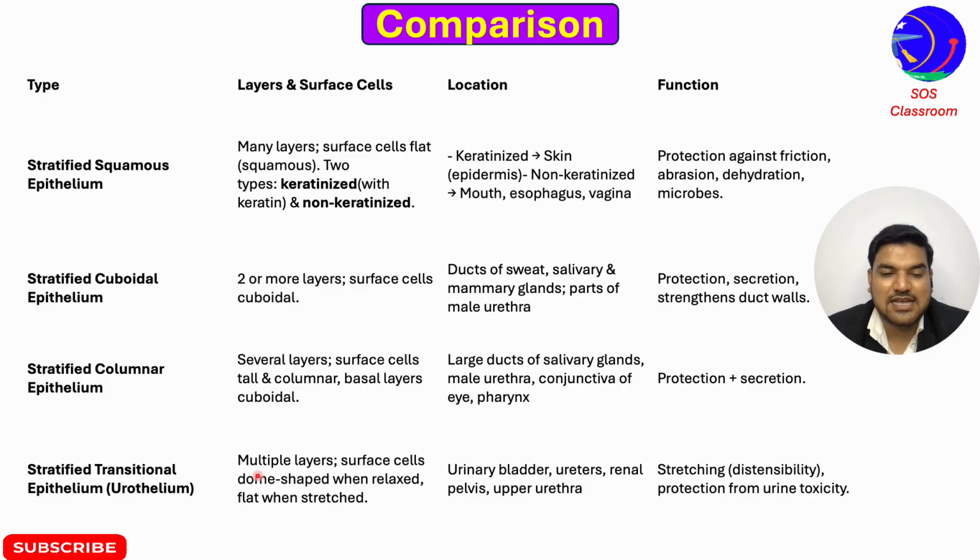And last is the stratified transitional. Transitional means the cells change size and shape during stretching and relaxation. For example, in the urinary bladder, ureter, renal pelvis and upper urethra. Stretching means distensibility and protection from urine toxicity. So this is the comparison of the stratified tissue.